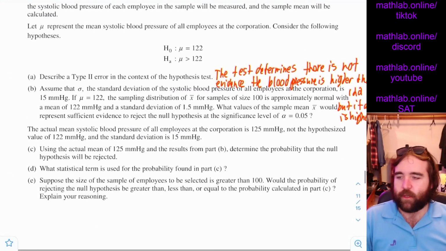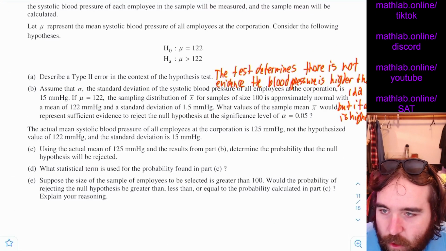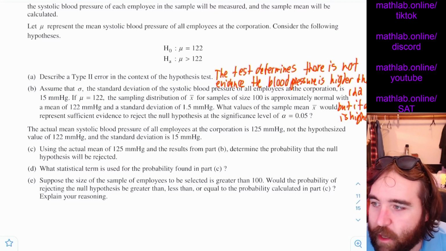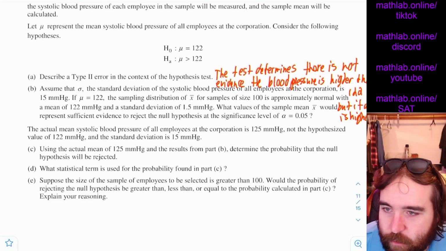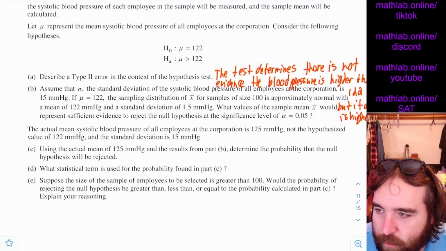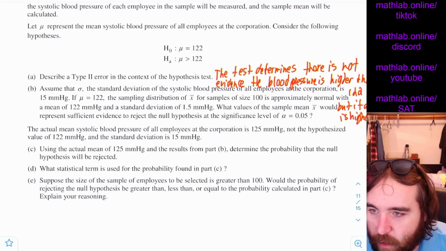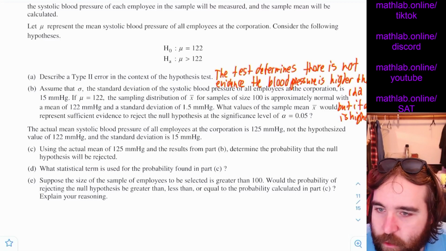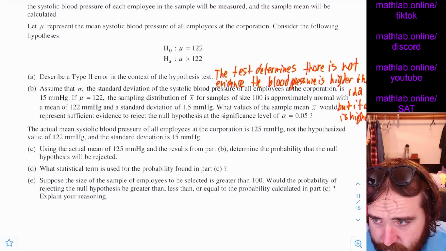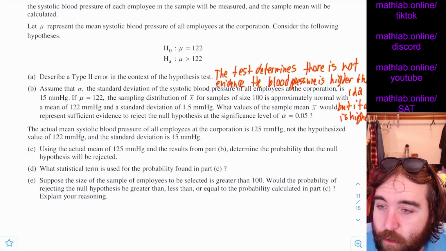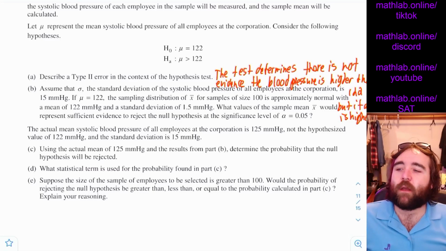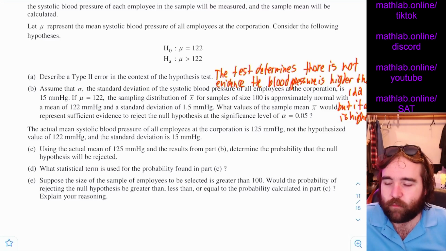Assume the standard deviation of the systolic blood pressure of all employees of the corporation is 15. If mu is 122, the sampling distribution of x-bar for sample size 100 is approximately normal with a mean of 122 and a standard deviation of 1.5. That's just a formula, 15 divided by the square root of n. What value of the sample mean would represent sufficient evidence to reject the null hypothesis at the significance level of 0.05? Okay, what values of the sample mean would represent sufficient evidence at 0.05?